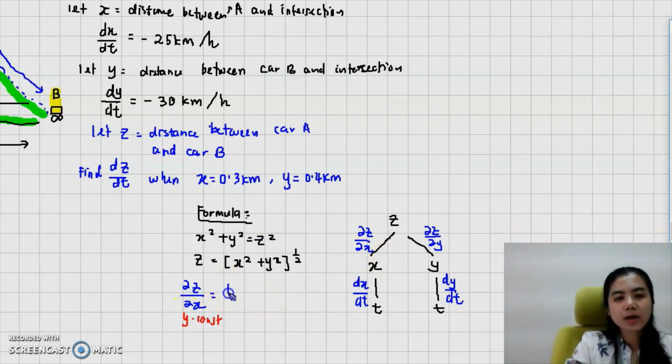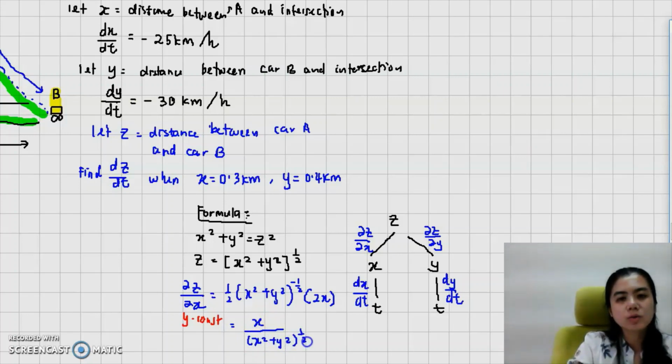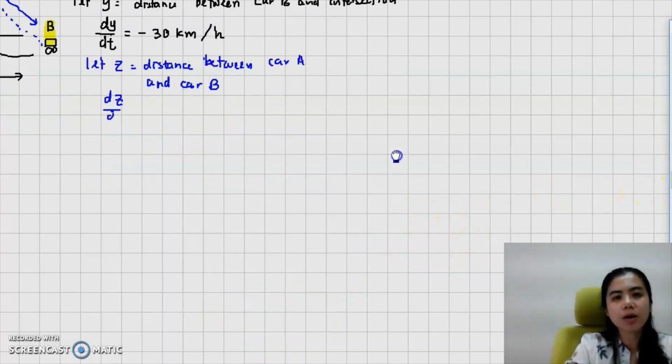So you have 1 over 2 (x squared plus y squared) to the power negative 1 over 2. Okay, so differentiate whatever is inside the bracket. So we have 2x, and it's actually 0 for the y part, right? Because y is constant. So simplify it, and we will have x over (x squared plus y squared) to the power 1 over 2. Okay, the same thing, we're interested to know the del z del y.